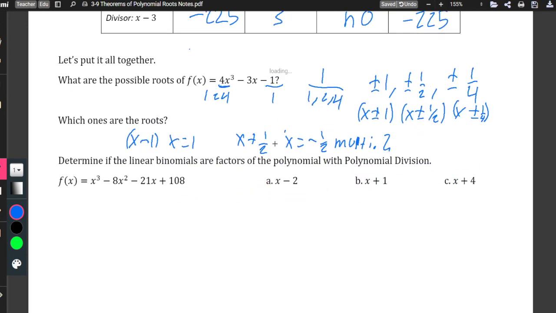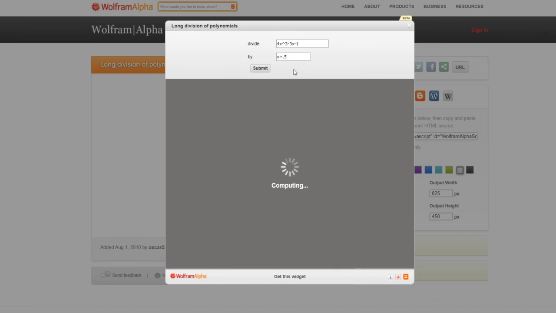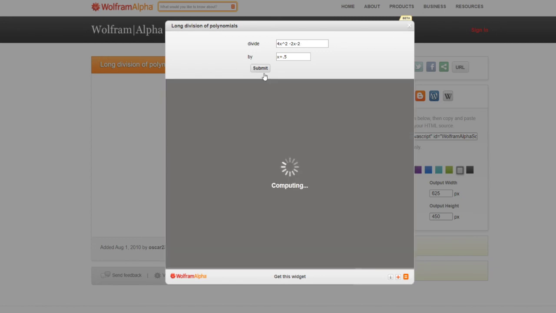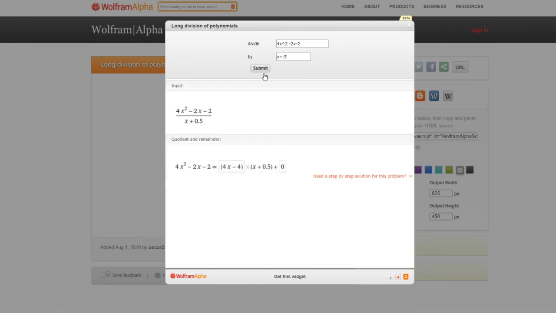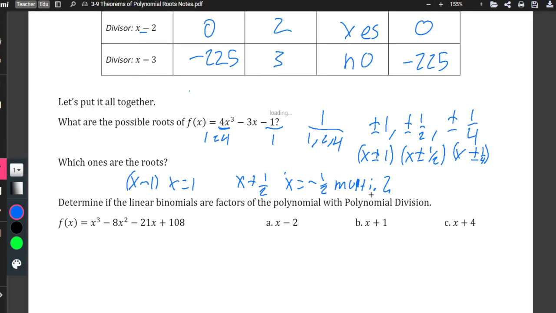The way we can find that is by doing this all over again. So if we go back into this and we put it in as plus 0.5, how we can check that is we take our answer and we put it in. So our result is going to be 4x squared minus 2x minus 2. So that's what we would put in here. And when we do that, we'll get another remainder of 0. So that means it is a multiplicity of 2. It is a 0 twice.